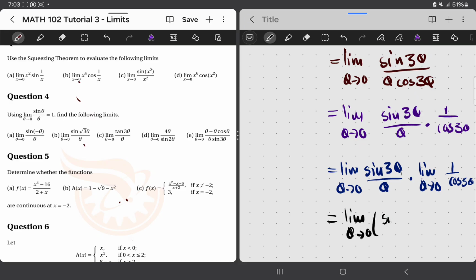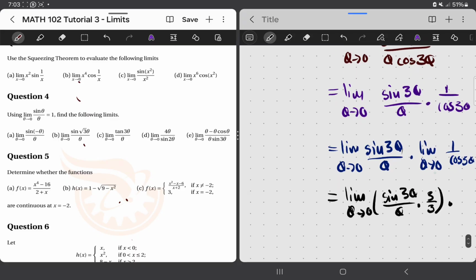So it's going to be sine 3 theta over theta times 3 over 3, and it's going to multiply. What is the limit of this? Well, you should know that how you find limits of trig is you substitute, as long as the denominator doesn't go to 0. So this is going to be 1 over cos of 3 times 0, because it's 3 theta and our theta is going towards 0.